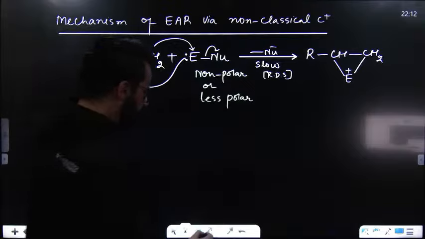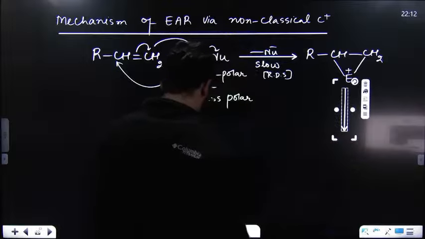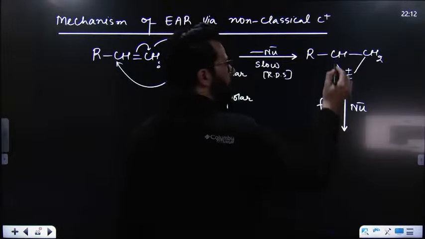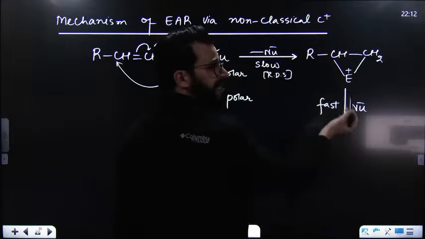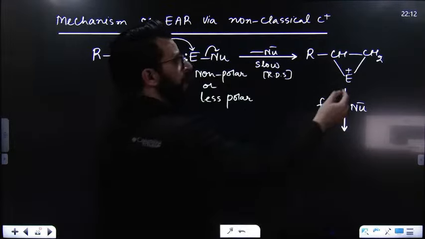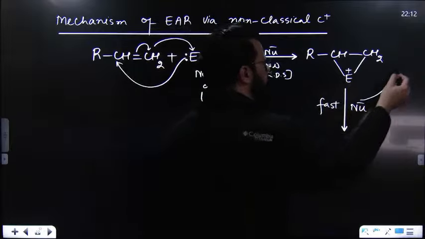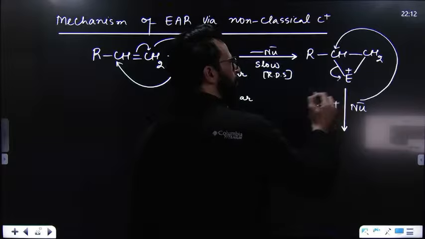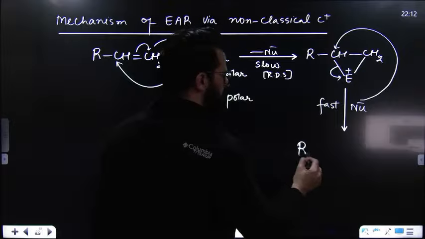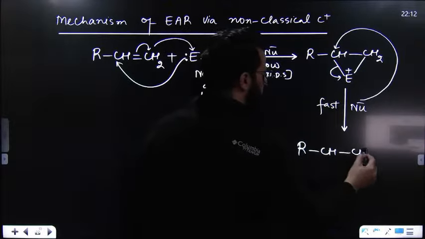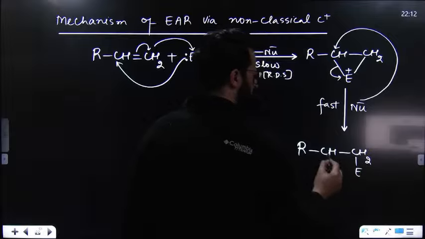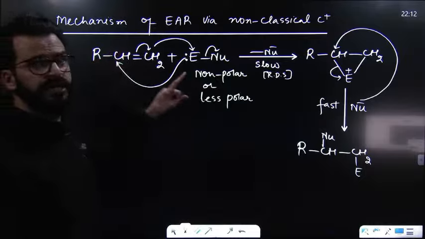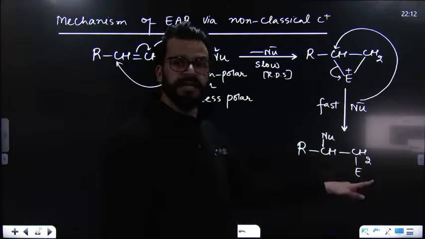After that, the nucleophile will attack. Have a look. The nucleophile will attack in a very fast step to this carbon, but not from the side where the electrophile is already present. So it will attack from the opposite side. When it attacks this carbon from the opposite side, ring opening takes place. This step is an anti-addition step, a reaction in which the electrophile and nucleophile are added across the carbon-carbon double bond in opposite directions, on opposite sides.